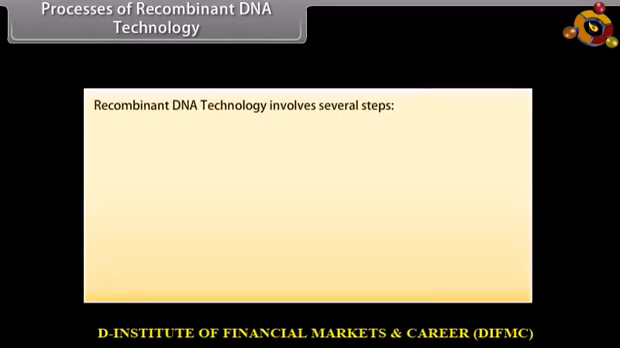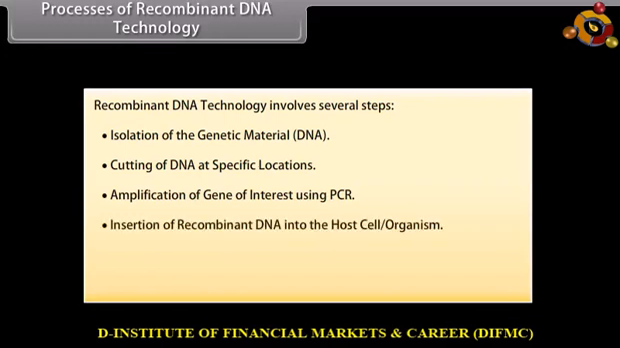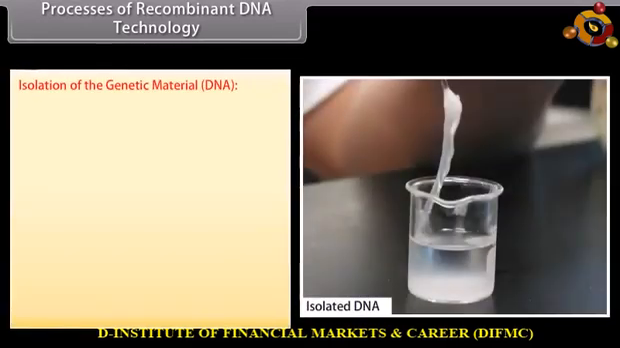Processes of recombinant DNA technology. Recombinant DNA technology involves several steps: isolation of the genetic material, DNA, cutting of DNA at specific locations, amplification of the gene of interest using PCR, insertion of recombinant DNA into the host cell organism, obtaining the foreign gene product, and downstream processing.